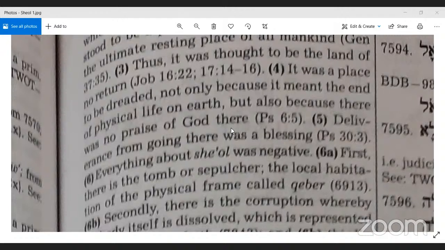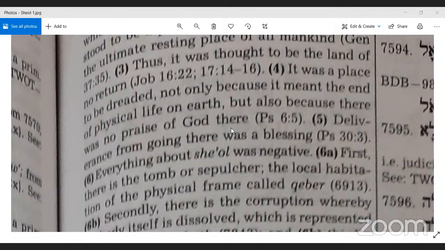Also 4, it was a place to be dreaded. Okay, right. So why would they dread it? One is because it meant the end of physical life on earth. And then 2, there was no praise of the Most High there. So in other words, we dreaded death. Well, that's one way to look at it. But they're talking about Sheol was a place to be dreaded.